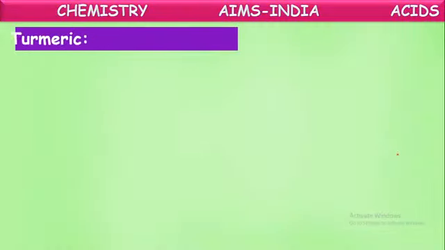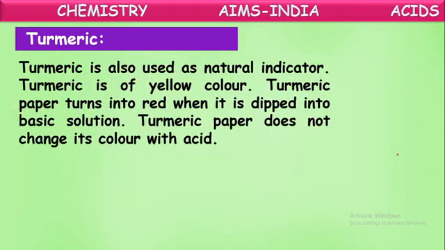Next, one more natural indicator, turmeric. It is very familiar to us. Mostly in our homes we use it for domestic purposes in the food items. Turmeric is also a natural indicator. Actually, we know turmeric is of yellow color.